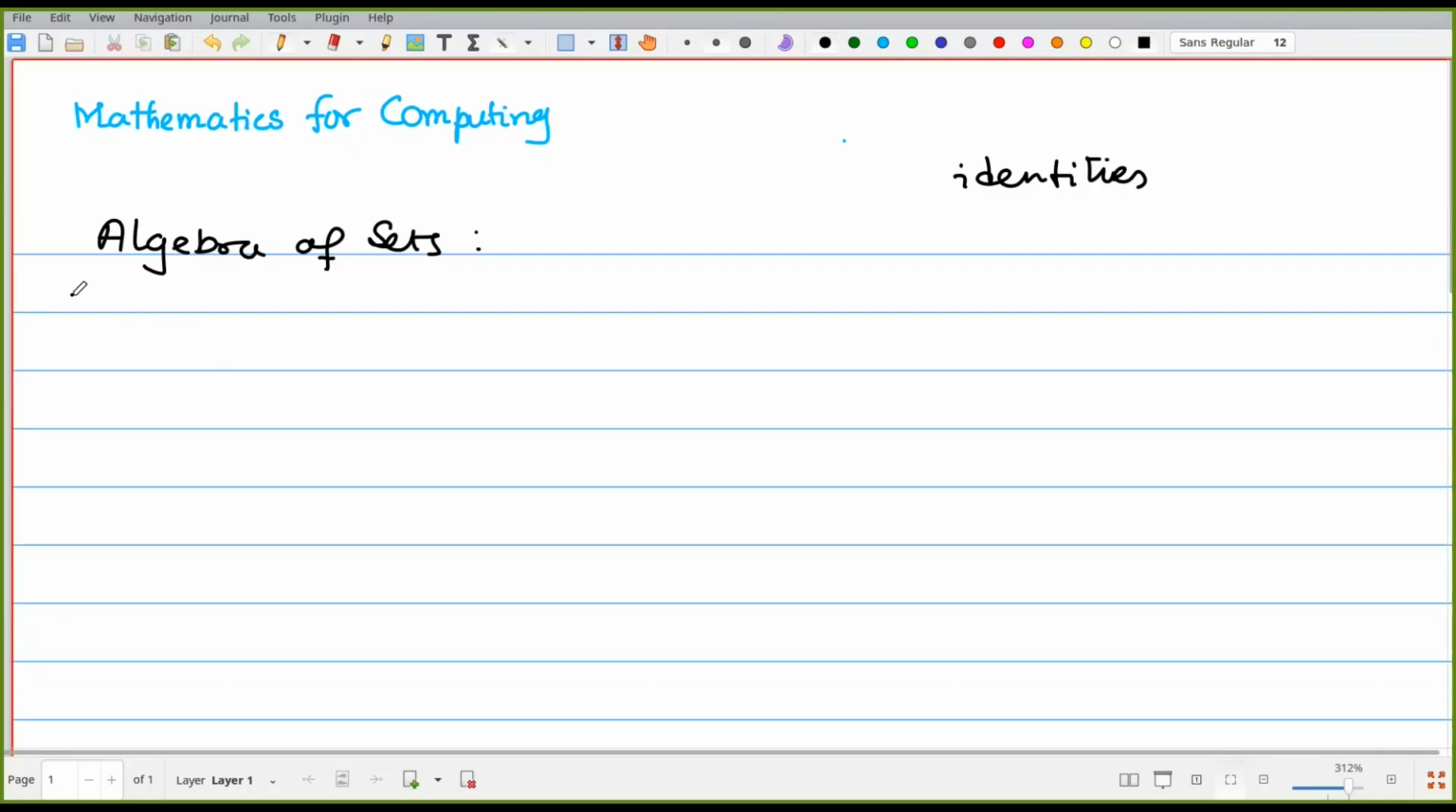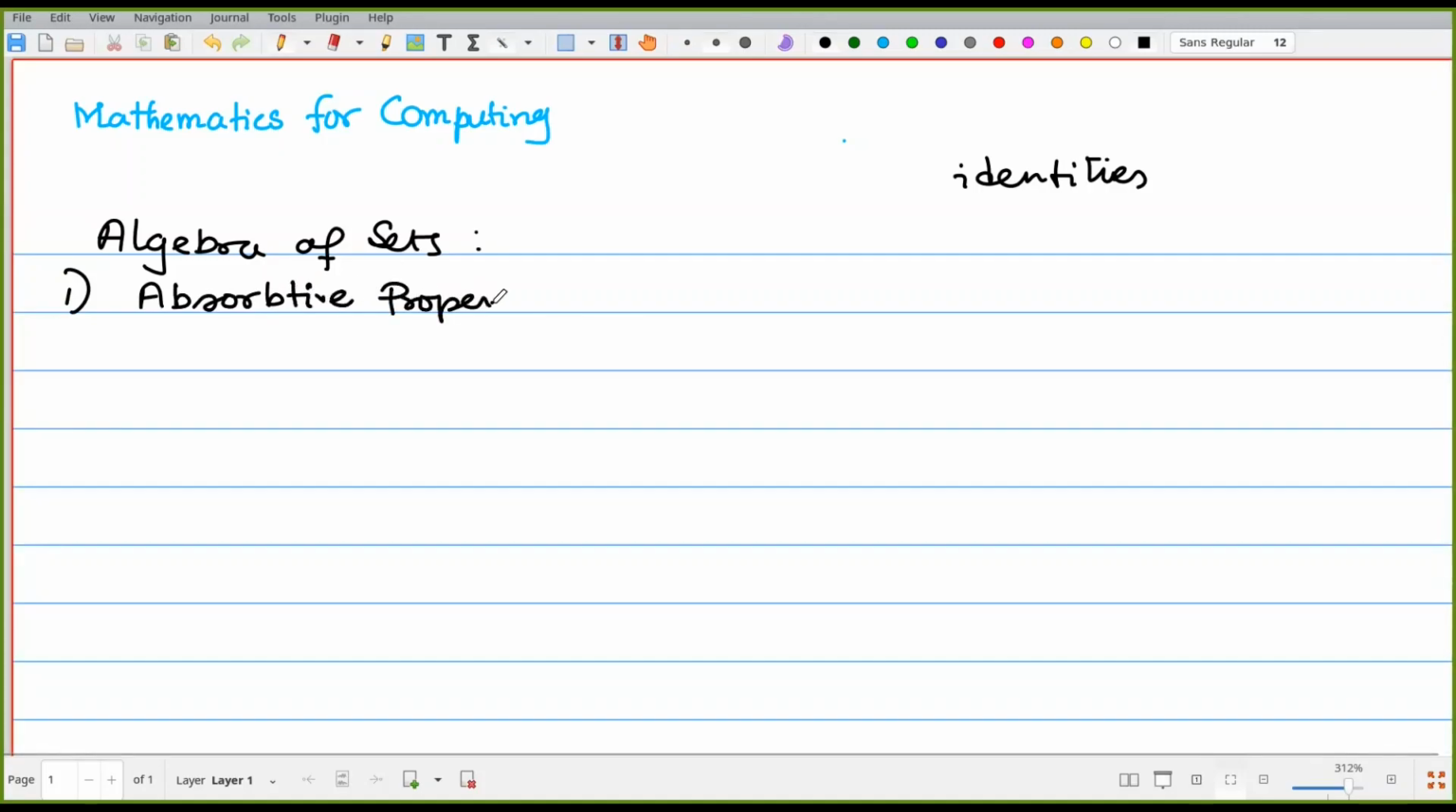The first one is called the absorptive property. Now, what is the meaning of absorptive property? That is coming from the word absorption. That means some sets are there. After the operation, only one set is there on the right hand side of the equality, but another set is not there. Suppose we have A intersection (A union B). Here it can be written as A.